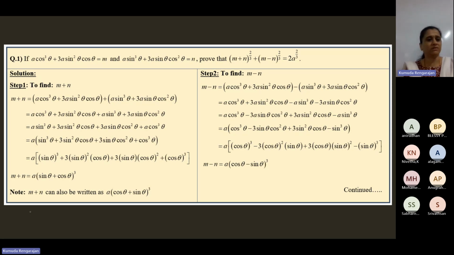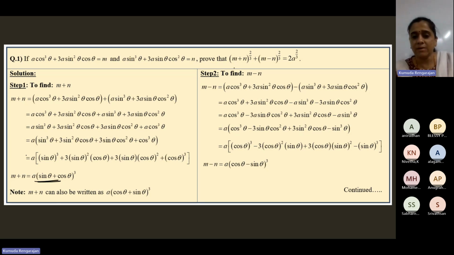Correct? So very simple. m plus n, you have the expression for m, you have the expression for n. m has two terms, n has two terms. So when you perform m plus n, you have four terms. Now, all these four terms have a in common. Take out a. Now, in the bracket, we have four terms. Two of them are perfect cubes, so you look at them as a cubed and b cubed. You look at the remaining two terms as 3 a square b and 3 a b square. So with the help of the identity, you're able to write the terms in the bracket as a plus b the whole cubed. That's all. So m plus n is equal to a into sine theta plus cos theta the whole cube.